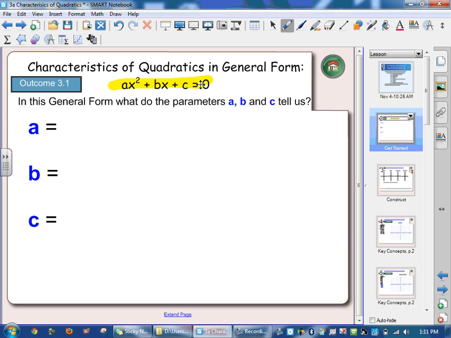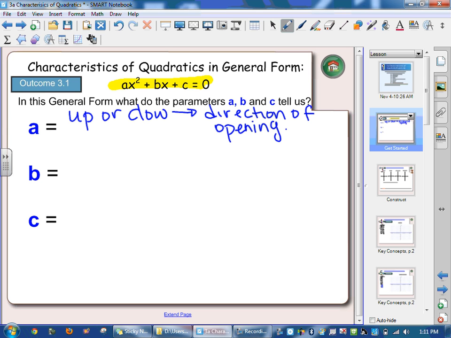Well, first of all, A is a couple things. A tells us up or down. So the one thing it tells us is the direction of the opening. Is it going to go up or down? Up or down.